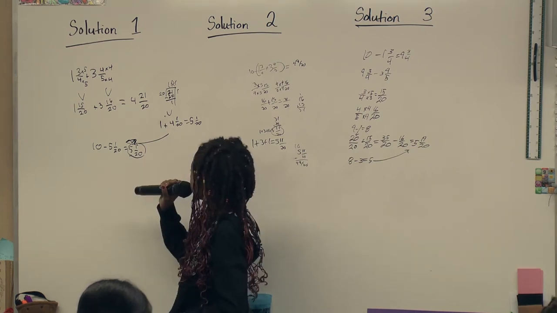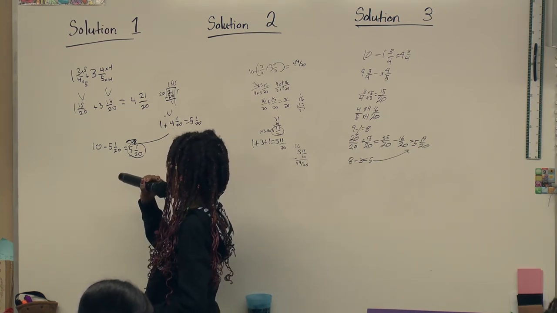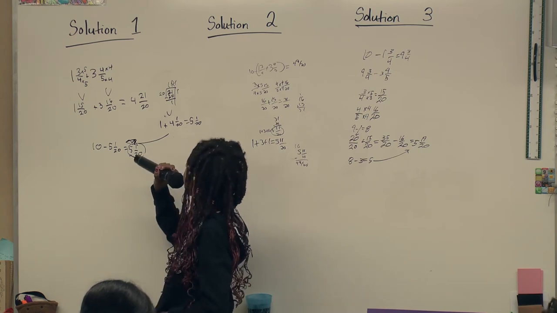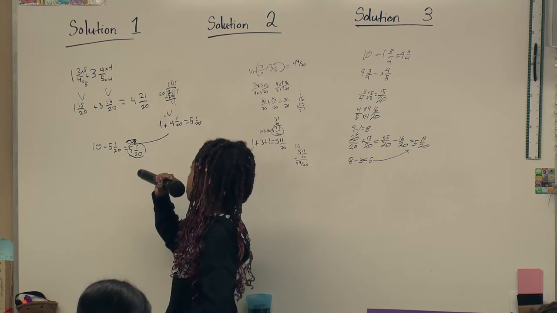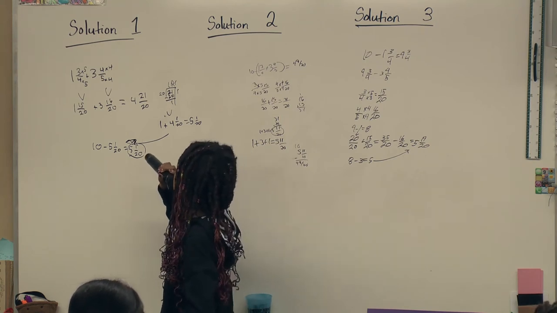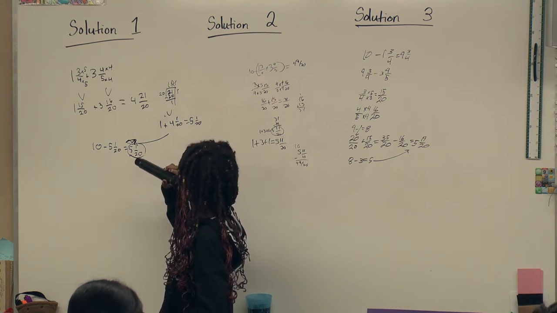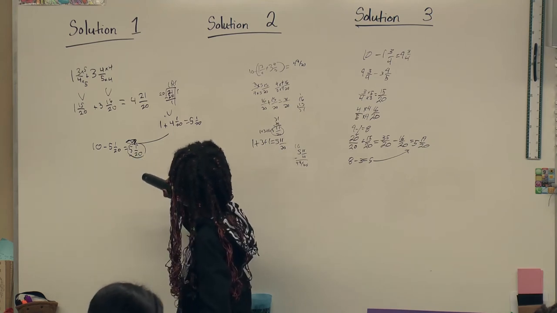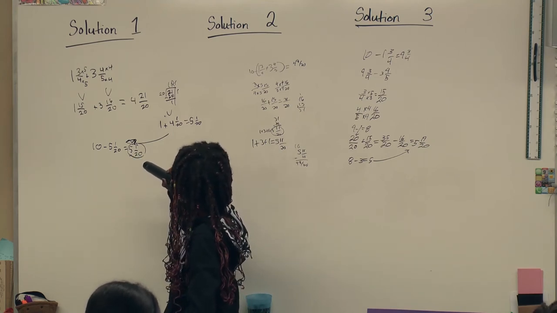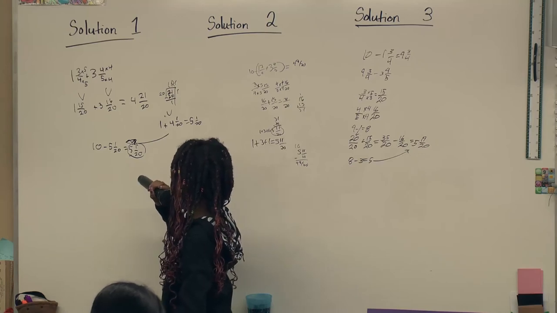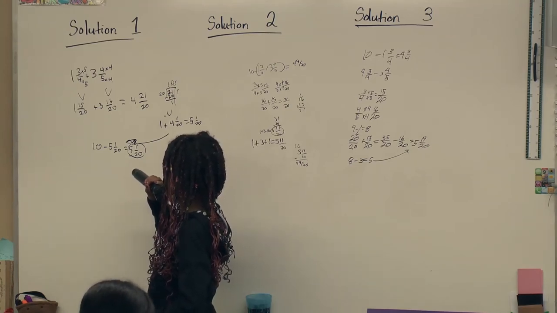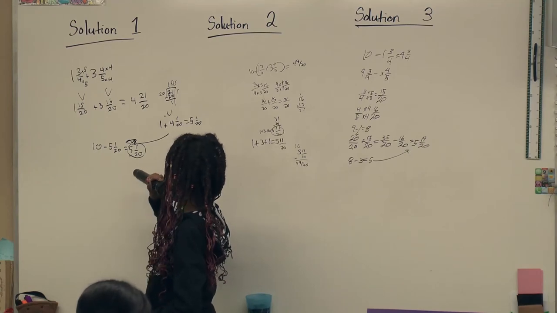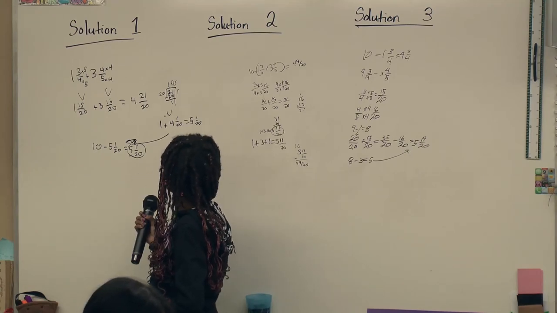And 31/20 is an improper fraction. So I divided 31 by 20 to see how many times 20 goes into 31, and I got the remainder 11. So my answer turns into 5 and 11/20. 10 minus 5 and 11/20 equals 4 and 9/20.